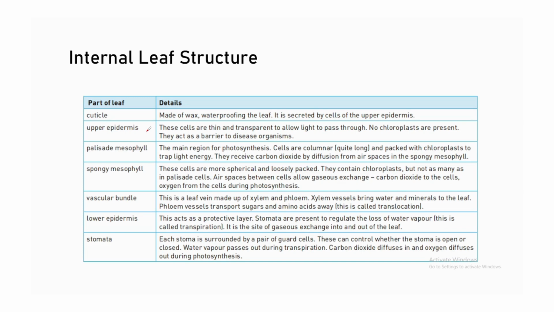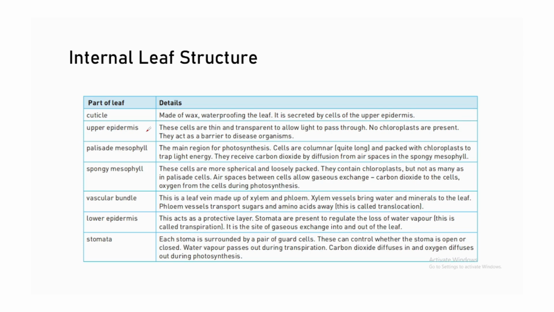The spongy mesophyll cells: these cells are more spherical and loosely packed. They contain chloroplasts, but not as many as in the palisade cells. Air spaces between cells allow gaseous exchange, carbon dioxide to the cells and oxygen from the cells during photosynthesis. Vascular bundle: this is a leaf vein made up of xylem and phloem. Xylem vessels bring water and minerals to the leaf. Phloem vessels transport sugars and amino acids away. This is called translocation. We will study it further in the next chapter.